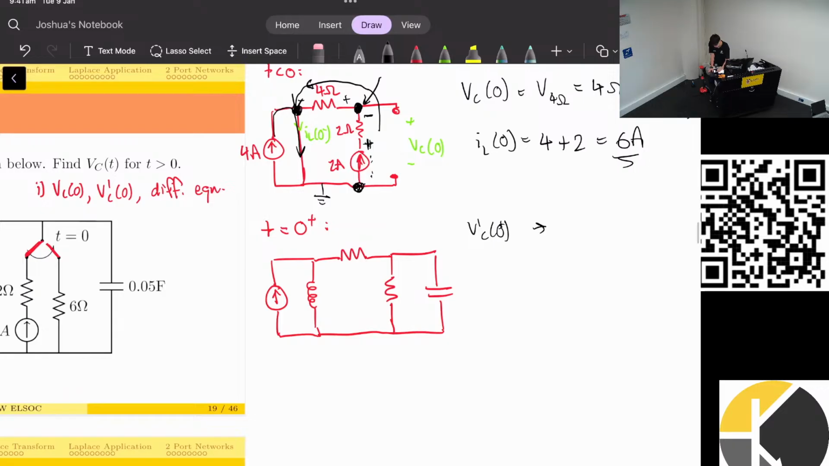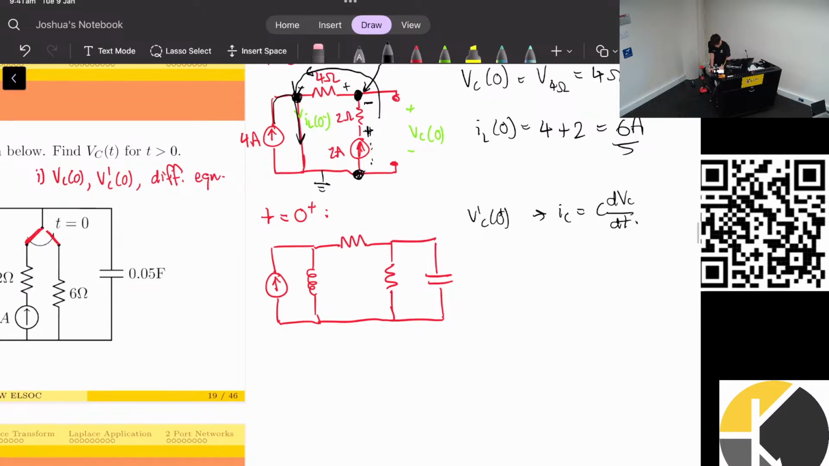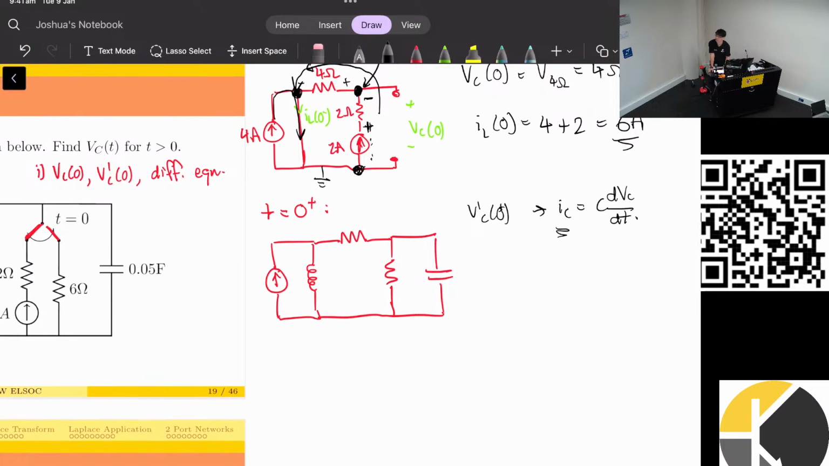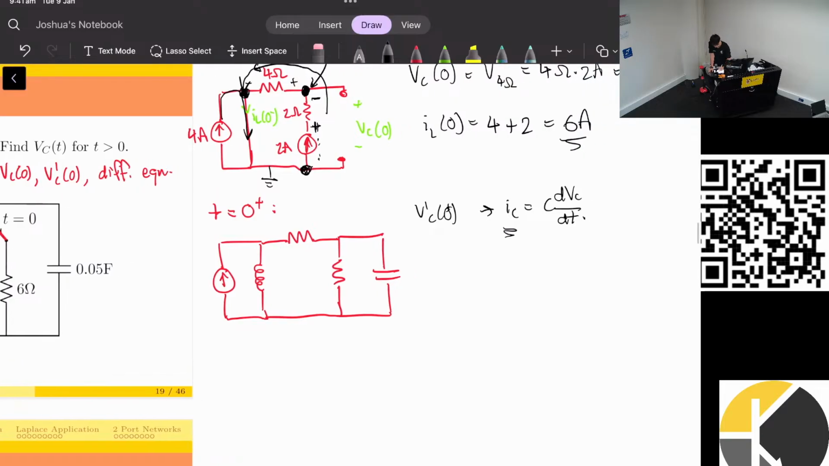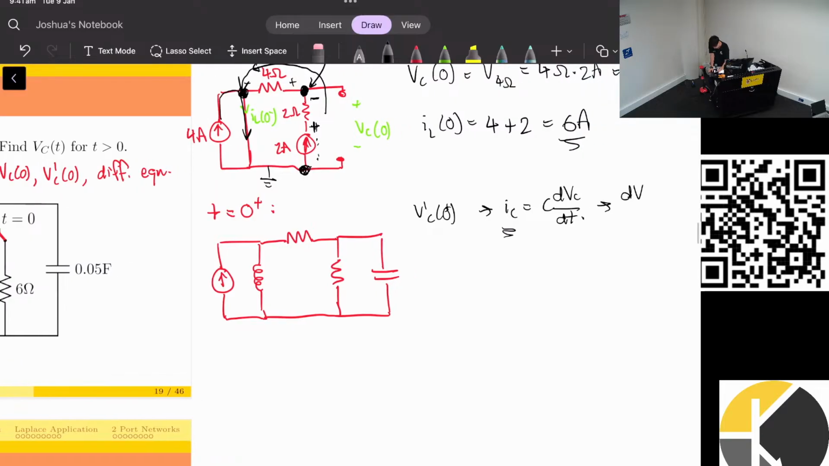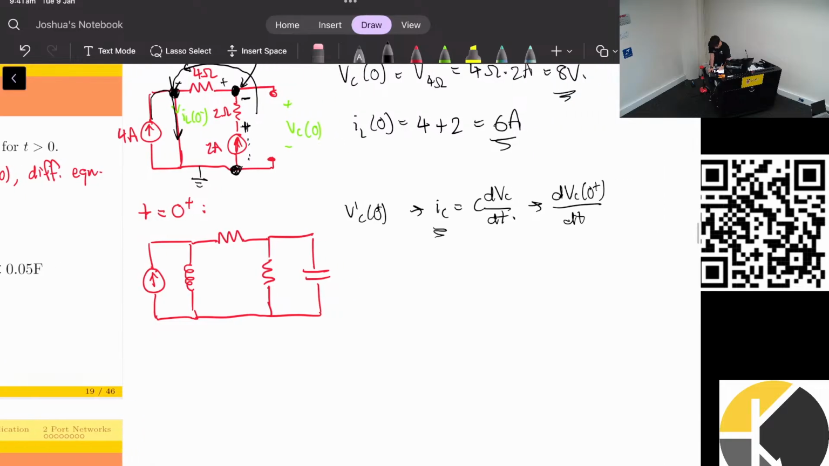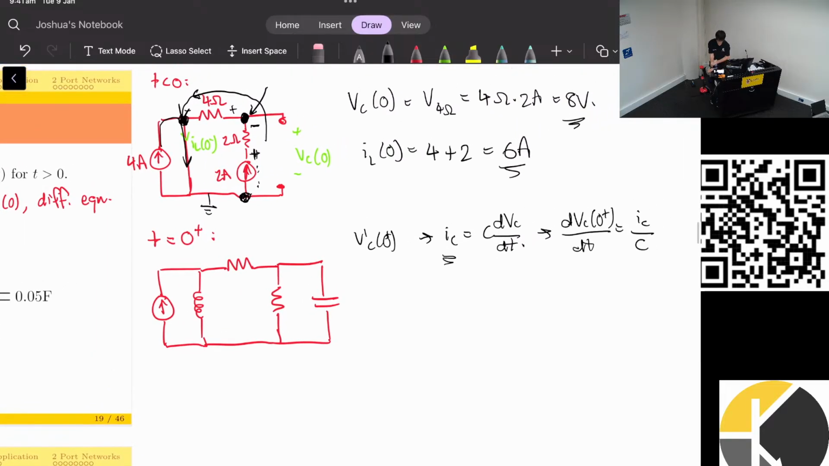So to find the derivative of the voltage, I'm going to use this formula, which is the current equals C dVC dt. So what I really want to find is the current through the capacitor, so that I can write this. Just rearranging the equation. So we can see that the current through the inductor that we found earlier will come in handy because we're looking at currents. So this is going to be very important.